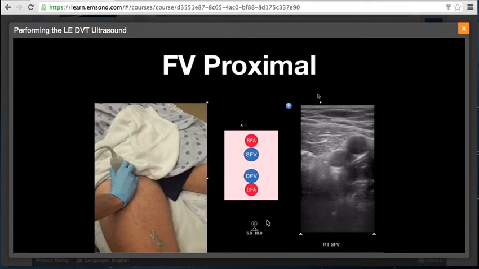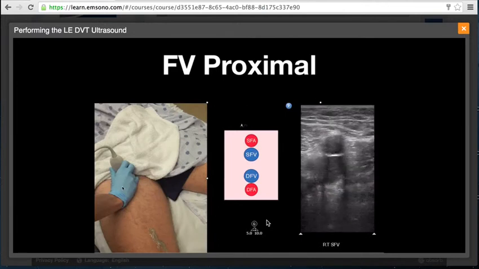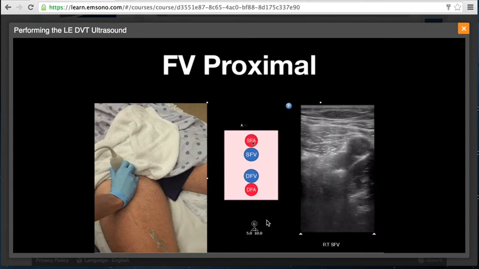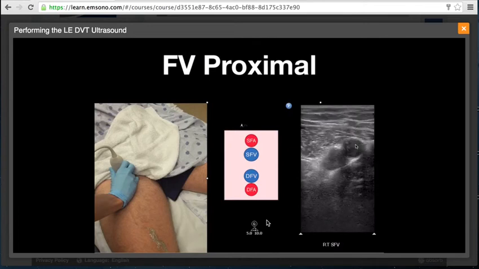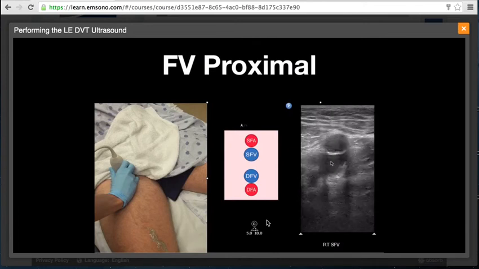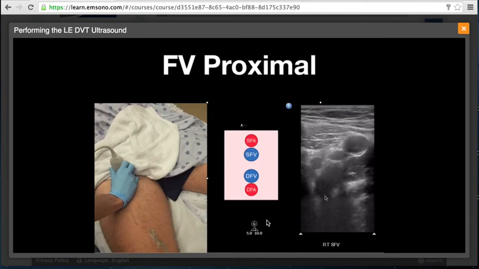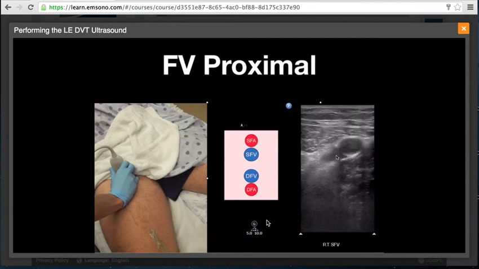So to visualize the femoral vein, you're just going to move the transducer down more distally, keeping it in an AP plane, and you're going to end up seeing the femoral artery, femoral vein, and then the deep system. And you can see that here. There's the artery, there's the vein. You can see for a short period of time the deep system before it dives down, but there's the compressible femoral vein.